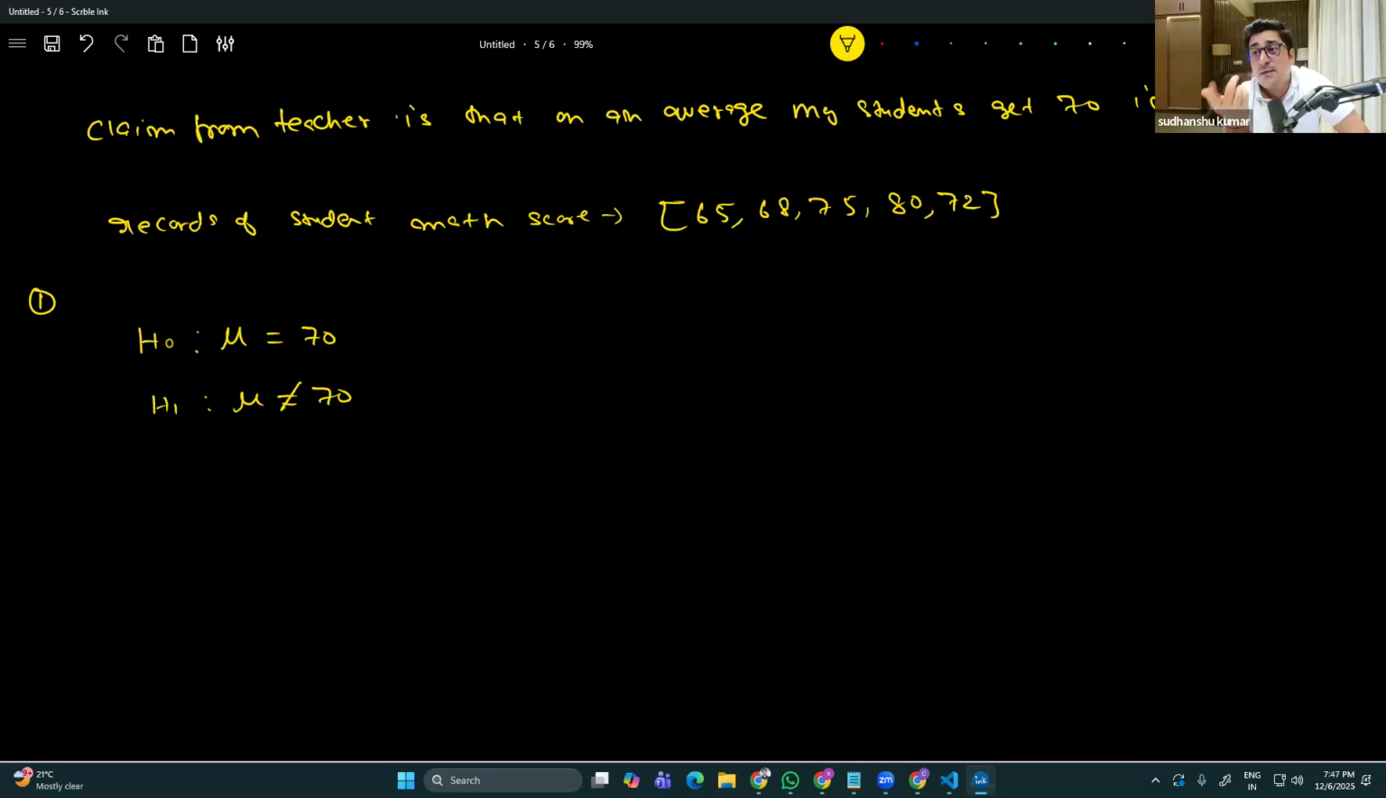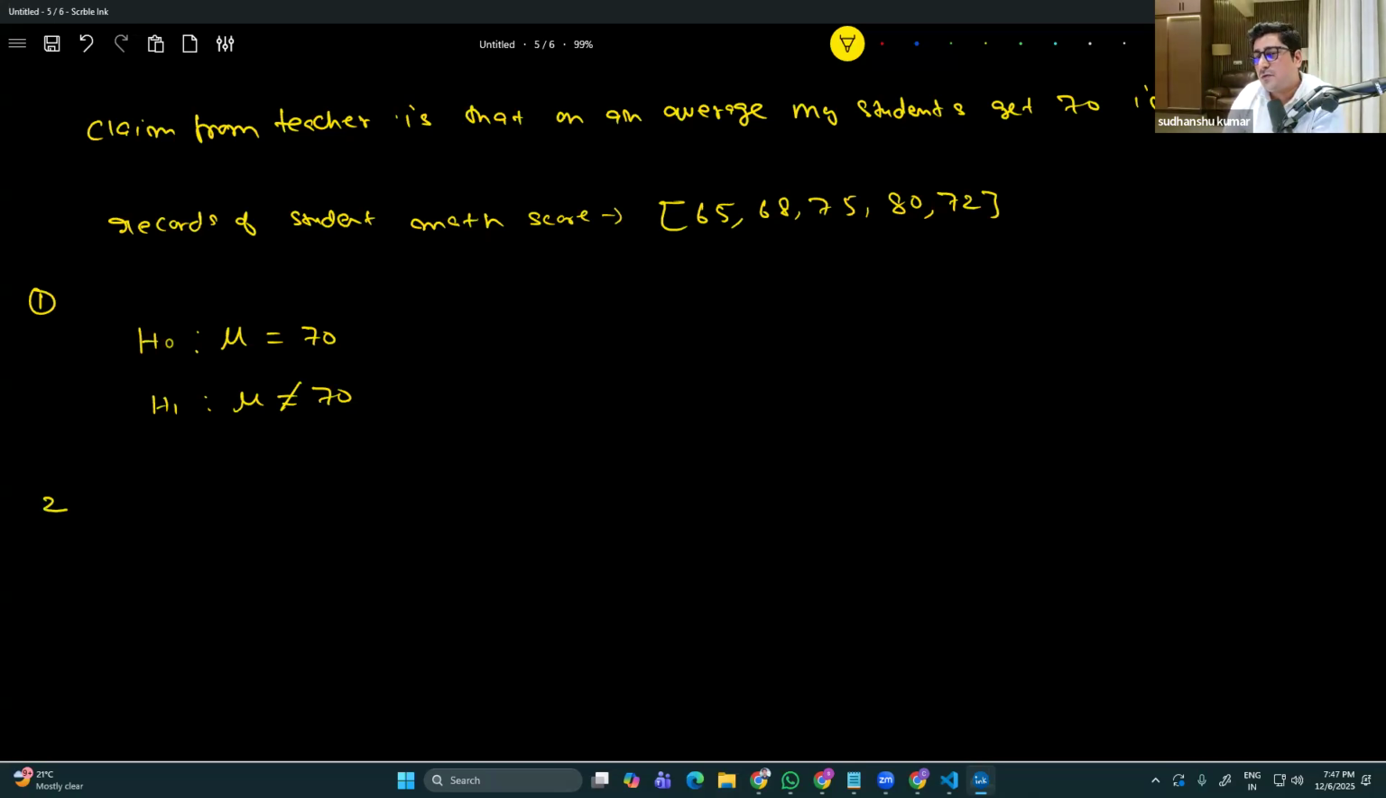If I had to do a test where marks should be lesser than 70, then there would be a different situation. But here the situation says that the student is going to get maybe more than 70, but not 70. This is what it means. So we are able to build our hypothesis.